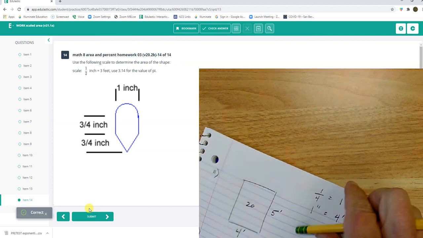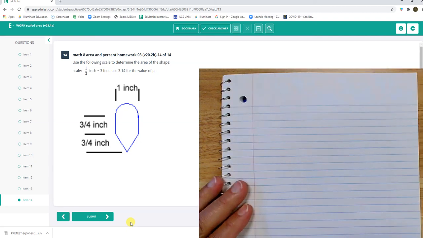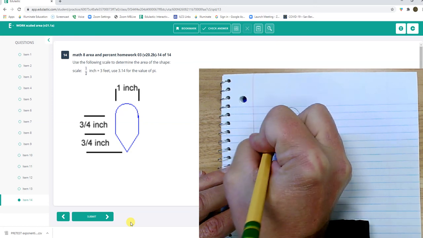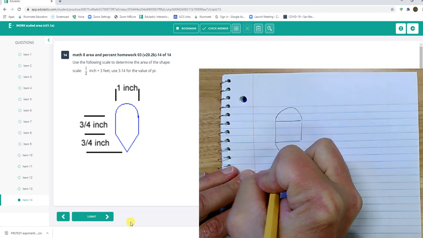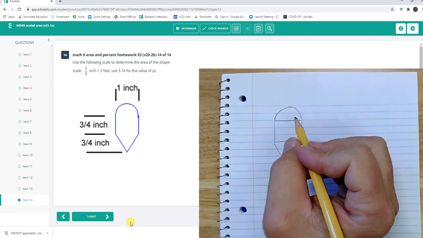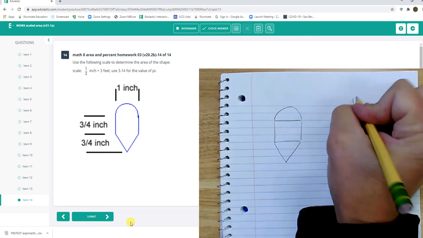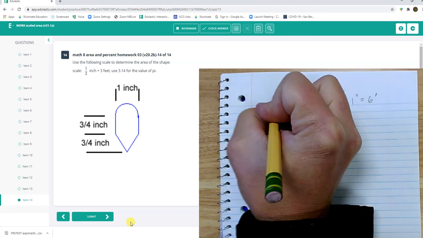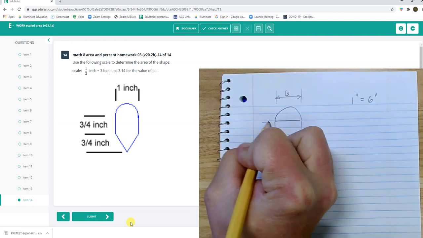And our final one. Circle and triangle. Okay. So a 1/2 inch equals 3 feet. So a full inch equals 6 feet. So 1 inch equals 6 feet. This is 1 inch. So this distance right here, this is 6 feet.